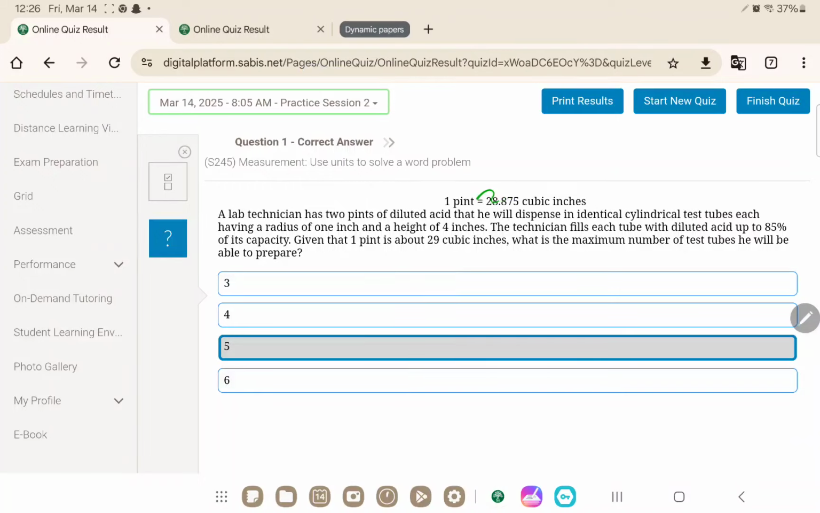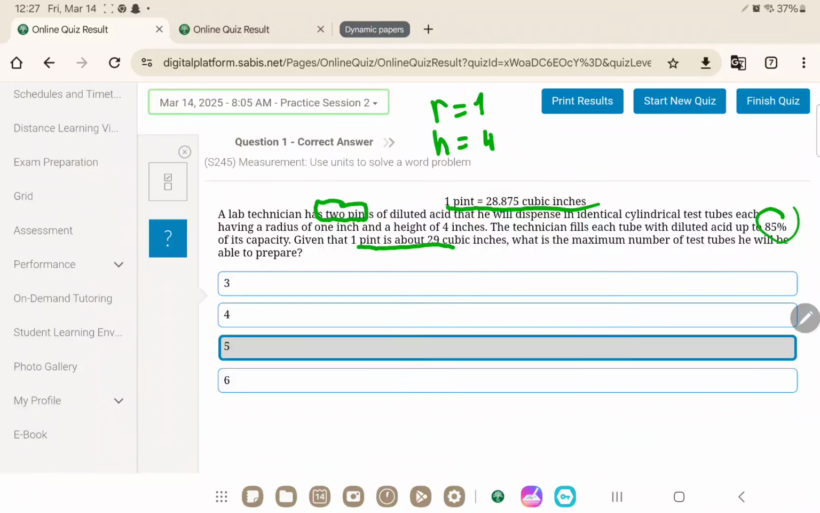It's telling you 1 pint is 28.875 cubic inches. The lab technician has 2 pints of diluted acid that he will dispense in identical cylindrical tubes, each having a radius of 1 inch and a height of 4 inches. The technician fills each tube with diluted acid up to 85%. 1 pint is 29 cubic inches, and they're asking you what's the maximum number of test tubes he can fill. So we have 2 pints of diluted acid.